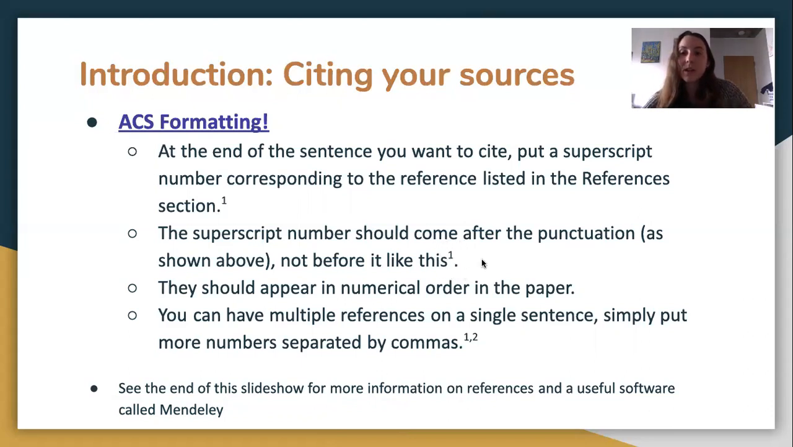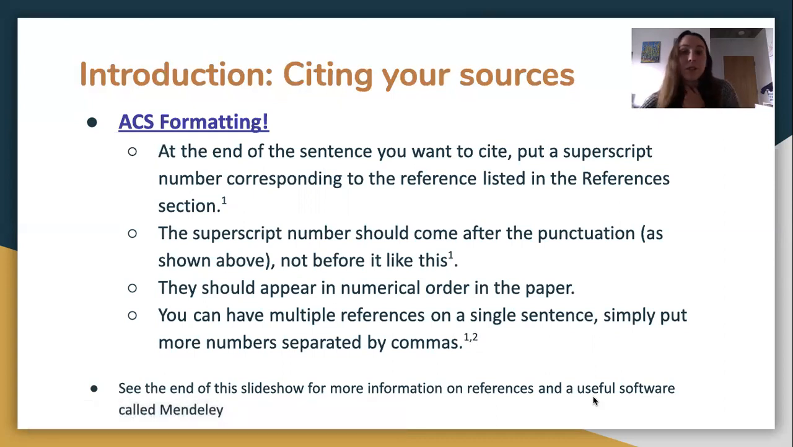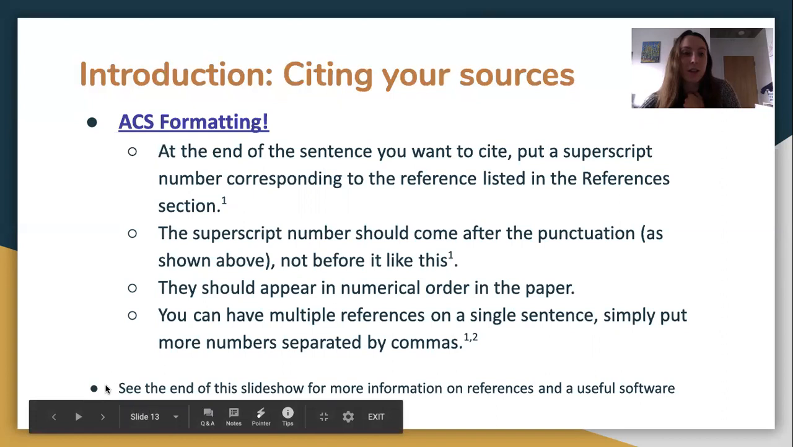The references should appear in numerical order. So the first thing you cite is number 1, and then a couple sentences later you want to cite something else, that'll be number 2. You shouldn't do it in alphabetical order like you may be familiar with in some other formats. You are definitely welcome to have more references on a single sentence, and you just tack them on after commas. Also, at the end of the slideshow I'm going to talk about this really useful software called Mendeley, and I highly recommend you download that because it's going to make all of this reference nonsense a lot easier.